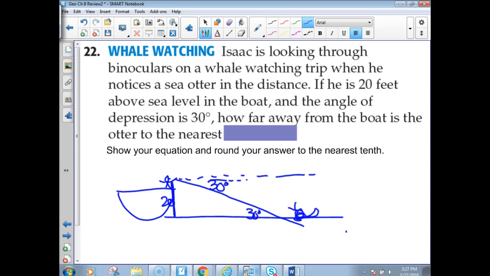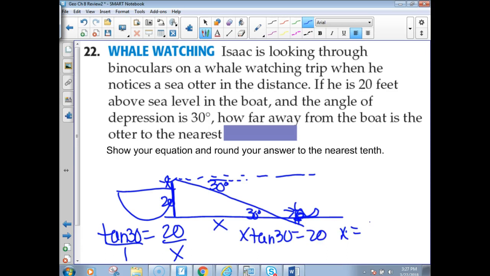How far away from the boat is the otter? So that would be down here on the ground. That makes sense. How far is the otter from the boat? He's in the water. Opposite over adjacent. We got tangent again. Tangent of 30 is 20 over x. So don't forget, we've got to divide on this one. x times the tangent of 30 equals 20. So x is going to be 20 divided by the tangent of 30.